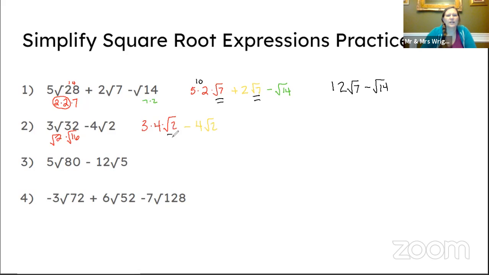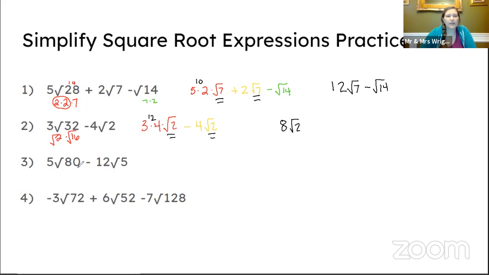So there you go. And I have 2 like radicals, and it's radical 2. So I'm just going to go ahead and put that right there. And then 3 times 4 is 12, minus 4 is 8. So my final answer is 8 radical 2.